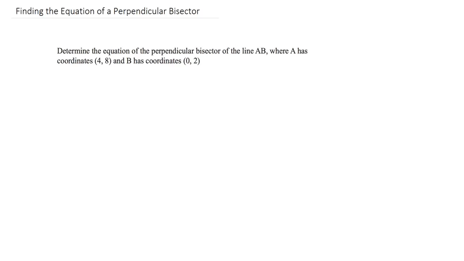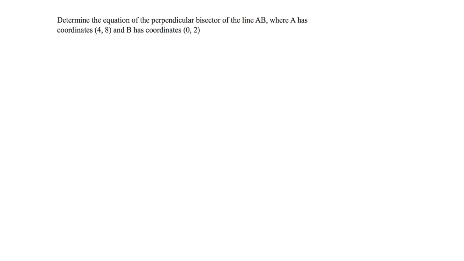Okay, so in this video, we're going to take a look at how to find the equation of a perpendicular bisector. Now, before we even start, let's just make sure we know what a perpendicular bisector is. So let's imagine we have 2 points, A and B. They could be connected by a line segment like that. So that's the line AB.